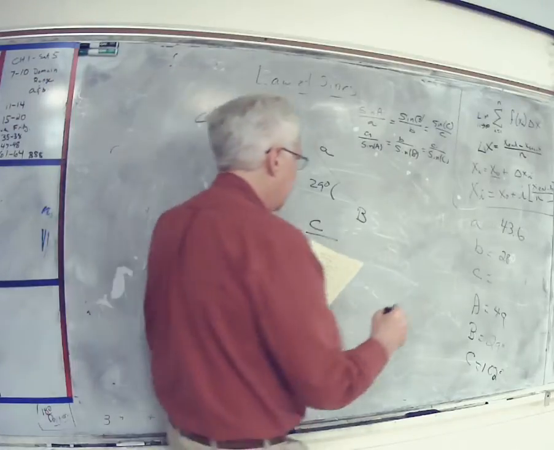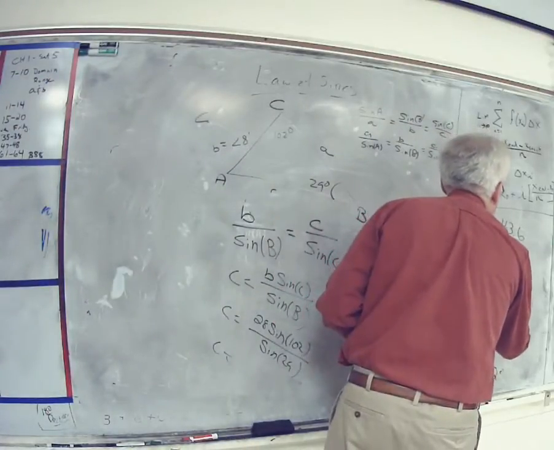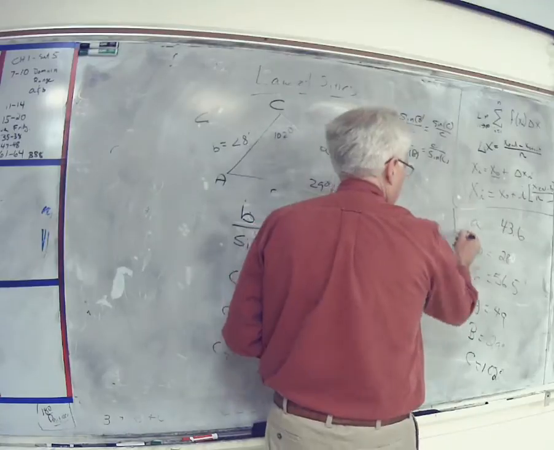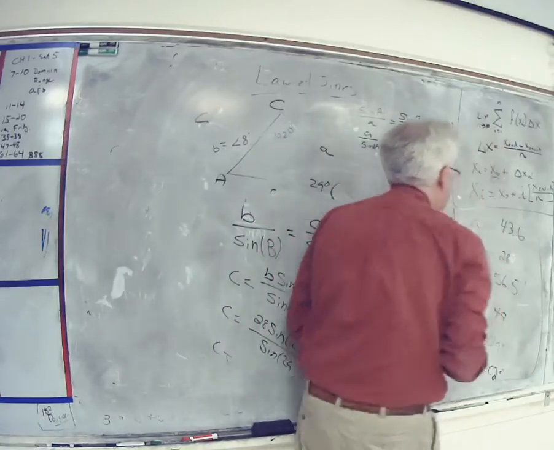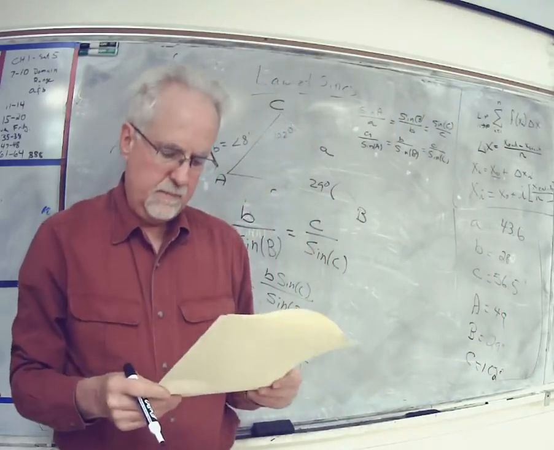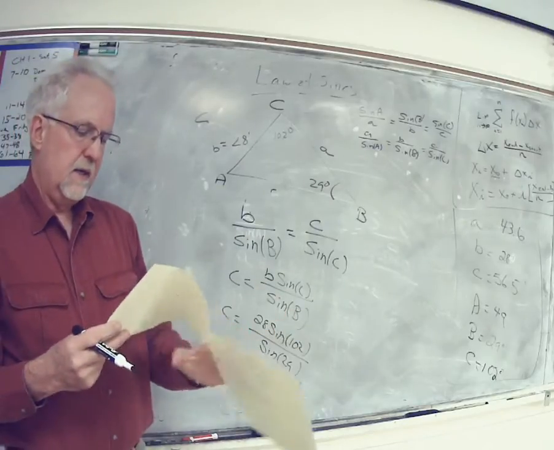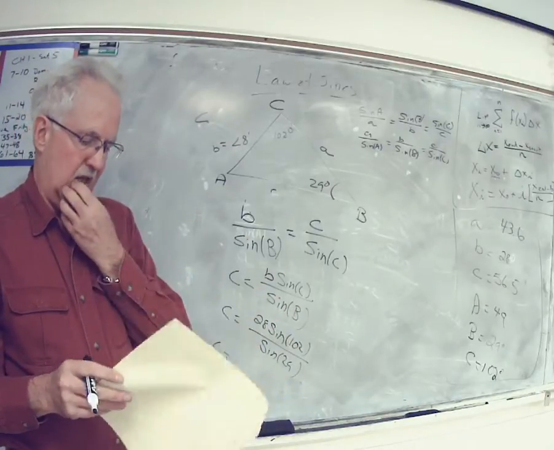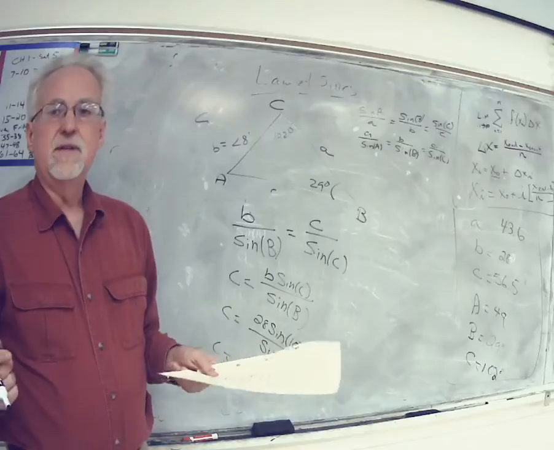$56.5. 56.5. We are what? Done. We are done. Little a, little b, little c, big A, big B, big C. Is this easy or is this hard? Easy. Okay, now this is the thing.